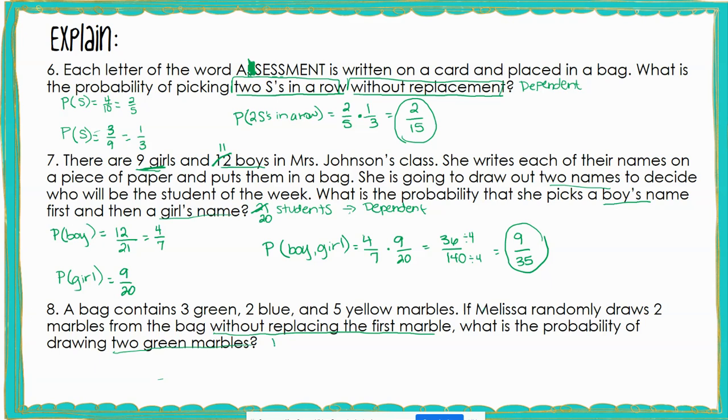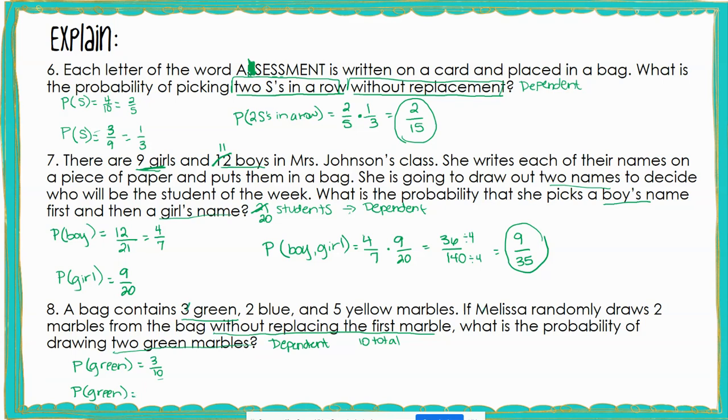We know that this problem is a dependent event because we are not replacing the first marble. We also need to know how many total marbles there are. We know that there are 3 green and 2 blue and 5 yellow, which means that there are 10 total marbles to start with. We want to find the probability of choosing 2 green in a row, but we are not replacing the first. So we need to find the probability of the first green. Well, we know that there are 3 green in the bag out of 10 total marbles. So the probability of the first green is 3/10. But then we're going to keep that one out of the bag and try to choose another green.